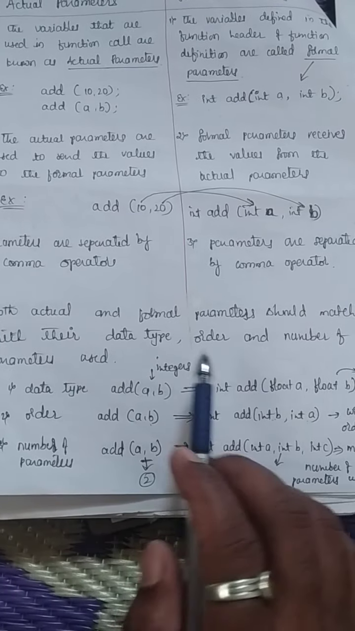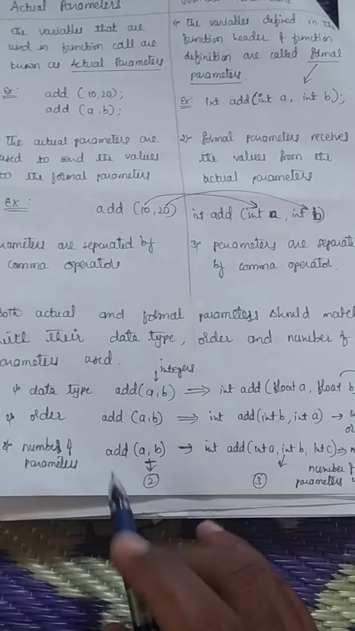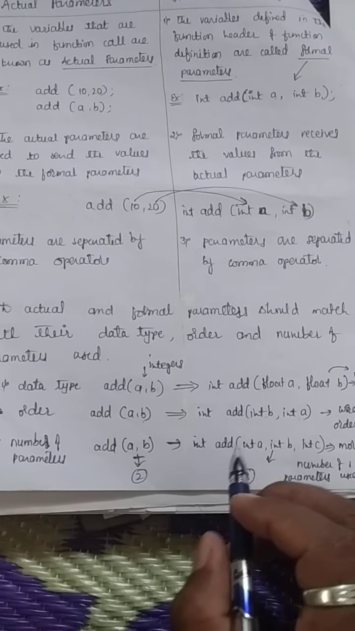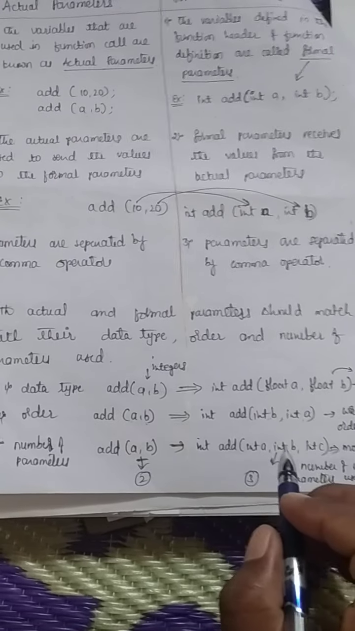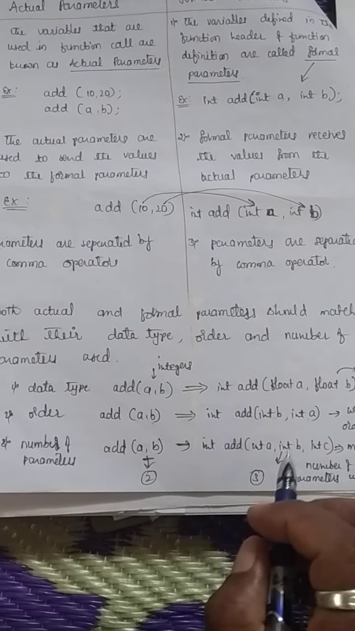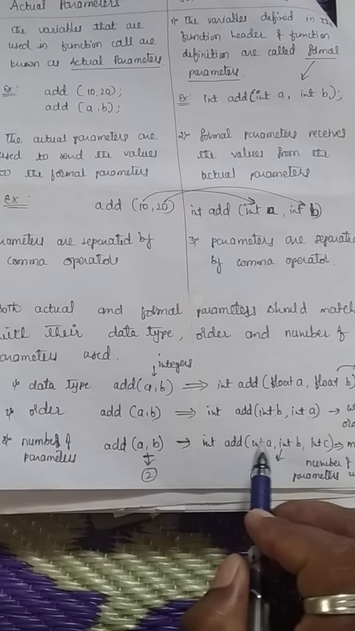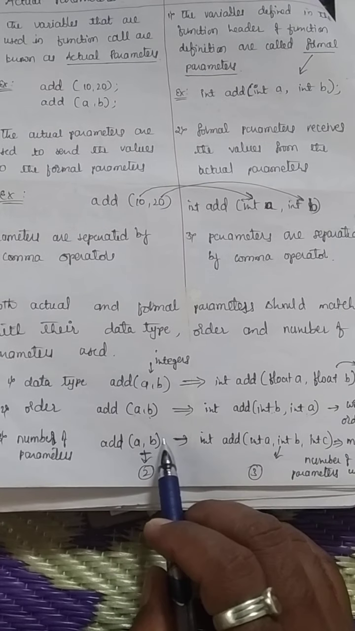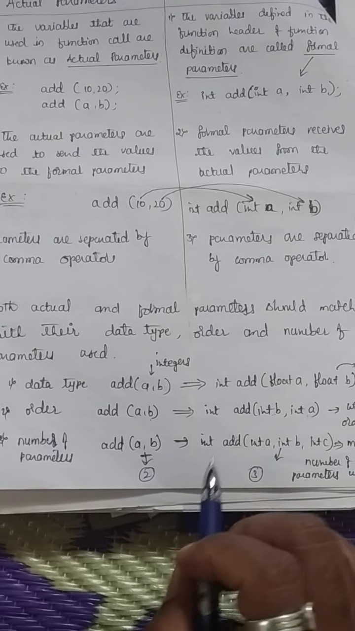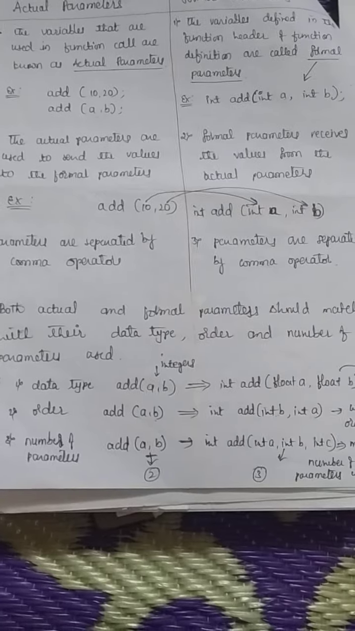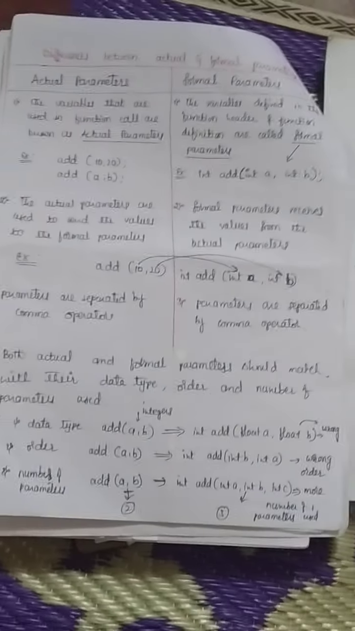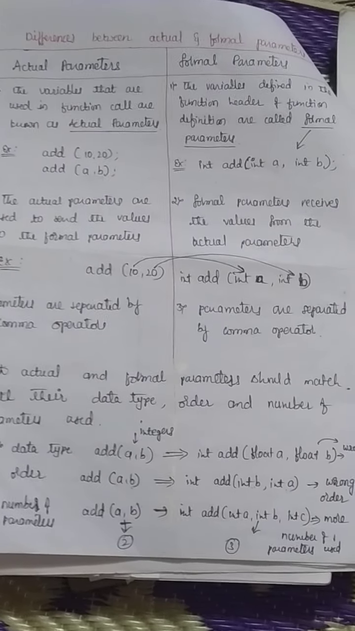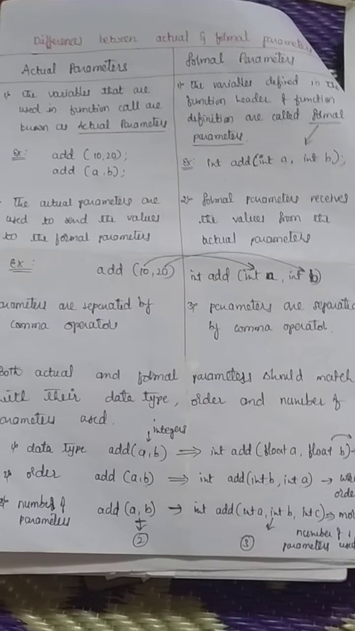Next, the number of parameters used. See how many parameters I am using in this? 2 parameters. Suppose if I use 3 parameters here, then it will be a mismatch in the number of parameters. A will be sent to here, B will be sent to here, but here C value is not there, so that will be a mismatch. So I can say that these are all some basic differences between actual and formal parameters. Thank you.